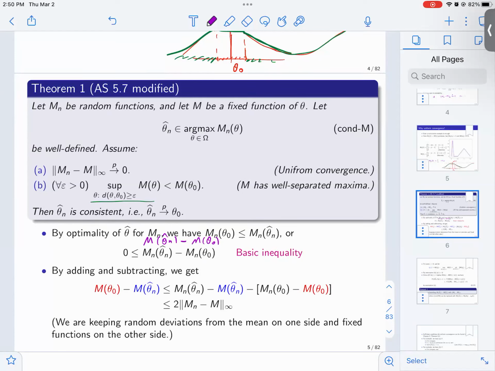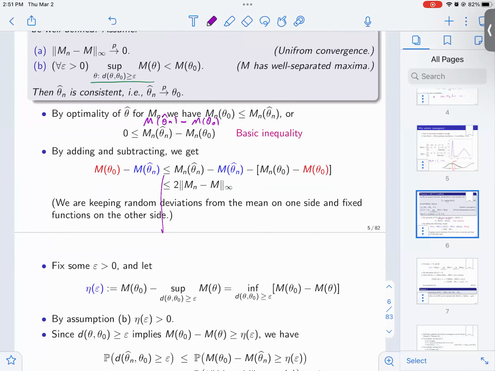So here I'm comparing mn to m at this point theta hat n. And here I'm comparing mn to m at this point theta naught. And both of these, so this is like a little triangle inequality. This is less than or equal to the absolute value of mn theta hat n minus m theta hat n plus the deviation at theta naught. So this is the triangle inequality, right?